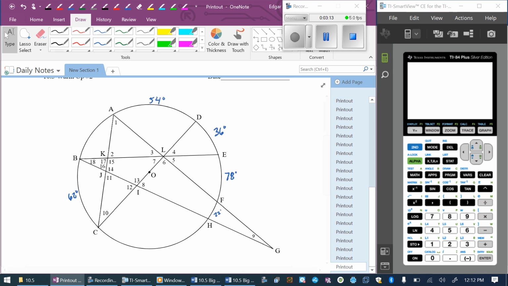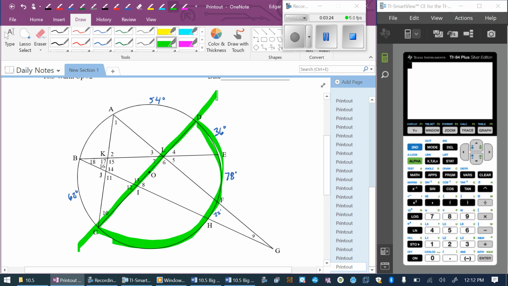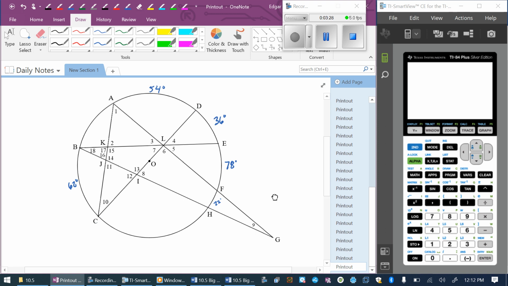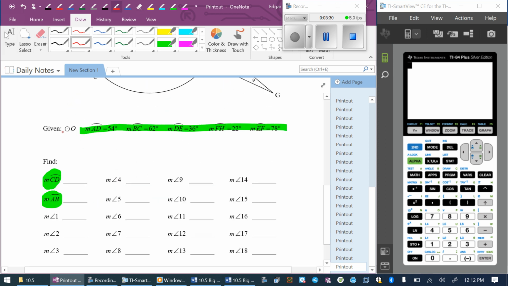So the first one that I'm going to look for, let's see, what do they say? CD. So they want us to figure out what is the measure of CD. The nice thing about CD is that it's actually part of a semicircle, so that has to be 180 degrees. Okay, let's go ahead and write that down. So that is 180 degrees.